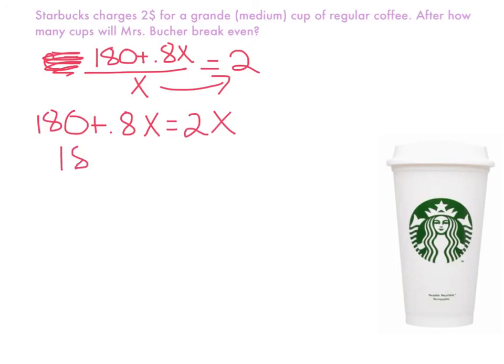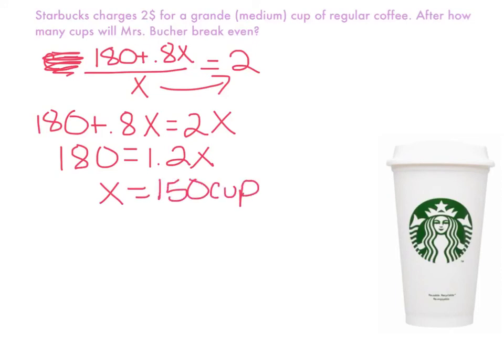Subtract 0.8x from both sides. 2 minus 0.8 would be 1.2. And then 180 divided by 1.2 is 150 cups of coffee. That's a lot of coffee. So I don't know, is this thing worth it?